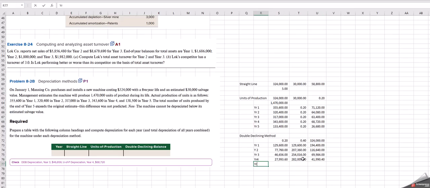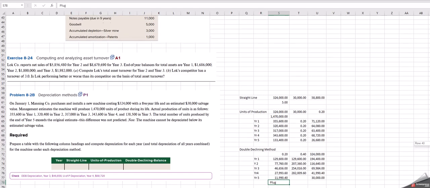Now when we get to year 5, we don't have to do the math of it. We want this to end at the salvage value. The salvage value is $30,000. So then this is going to become a plug. So then we say, okay, it is 41,990.4. We want it to be 30,000 when we're all done. So that's going to be what it has to be in order to get that method to work. So again, those are our 3 methods. Straight line is the easiest, and most companies use it, but the other ones are also generally accepted accounting principles, so they could be used.